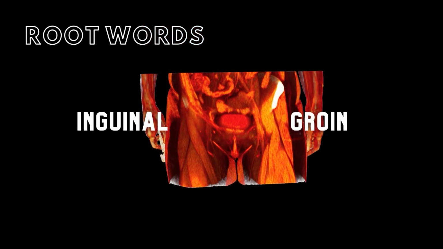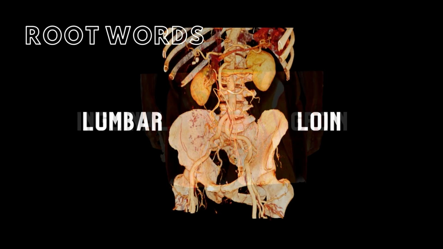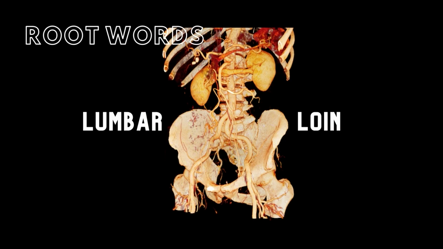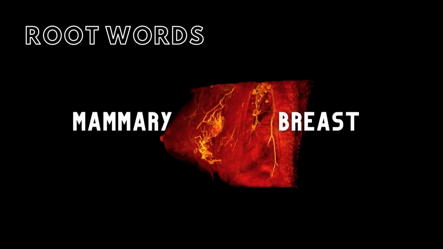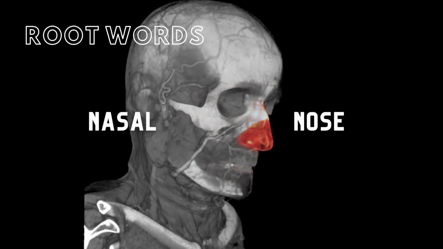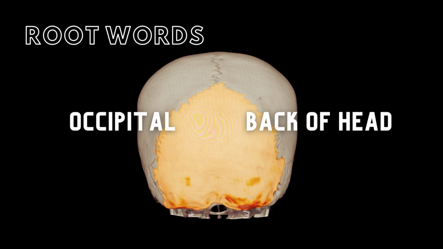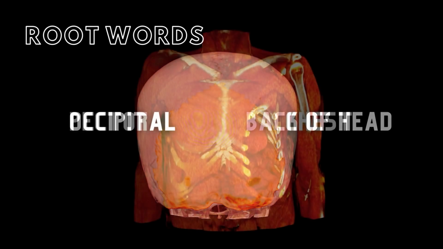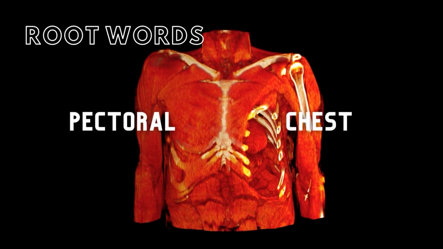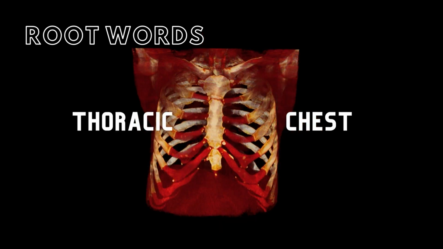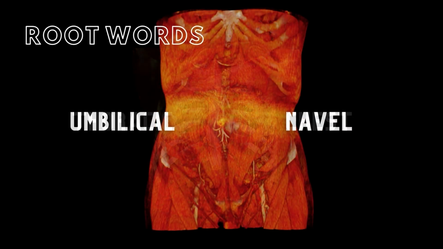Inguinal means groin. Lumbar means the loin, which is the lowest part of the spine, below the false ribs and between the hips. Mammary means breast. Nasal means nose. Occipital means back of head. Pectoral means chest. Thoracic means chest. Umbilical means navel.